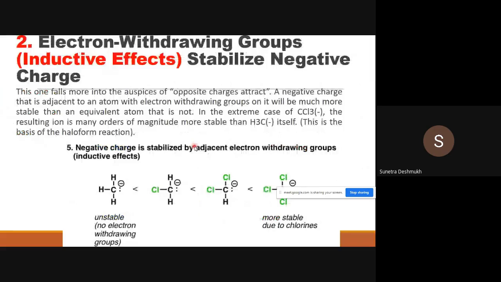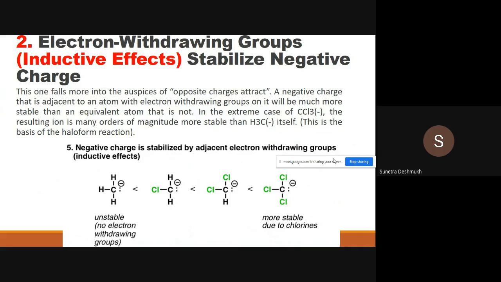Okay, next effect: the inductive effect. What is the second effect which gives stability to the carbanion? Electron withdrawing groups, like inductive effects. If electron withdrawing groups are present on the carbon adjacent to the carbanionic center, or on that same carbon atom, then how does the inductive effect, whether plus I or minus I, work? We will see in this slide. Electron withdrawing groups stabilize negative charge.